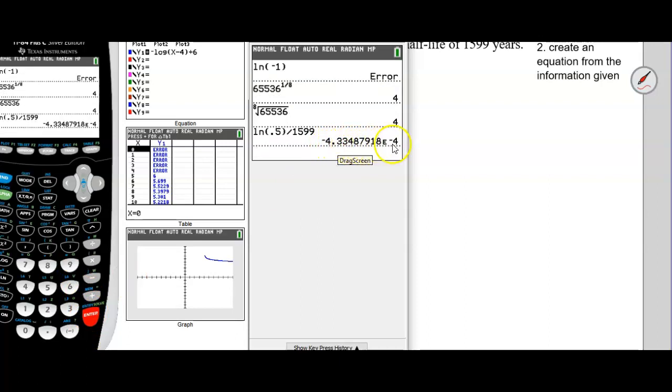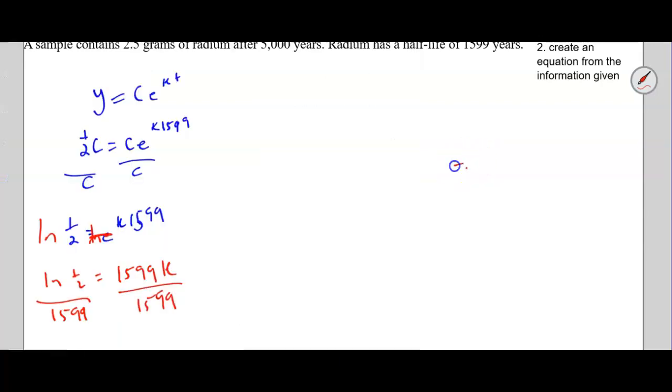4.33 e to the negative 4. So basically what that is, 4.33, I need to move left. I need 3 zeros in front of that. So k equals negative 0.000433. There we go. 4 spaces behind the decimal. Okay.